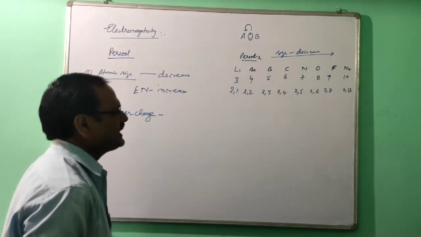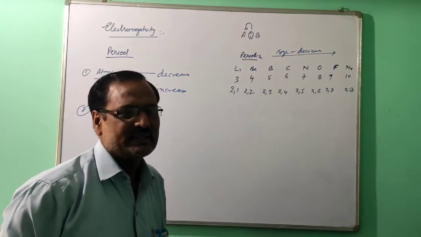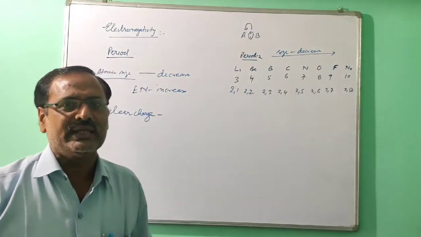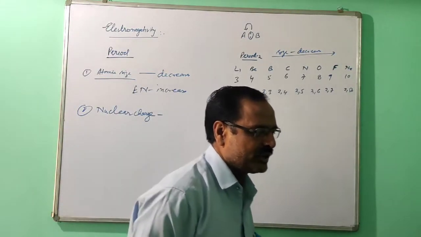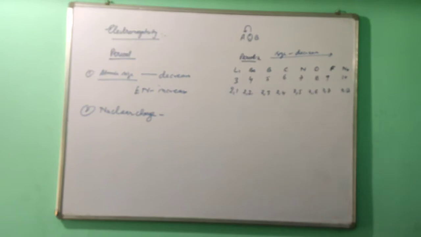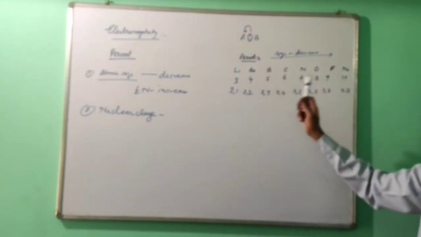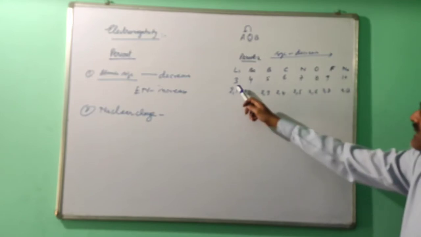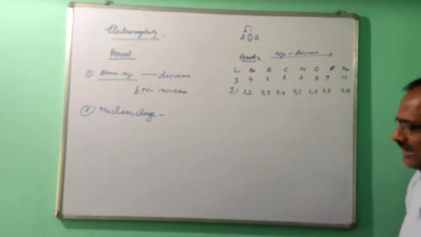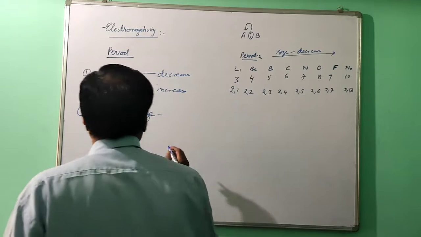Let's see the nuclear charge. What is the nuclear charge? It is the number of protons present in the nucleus, and the number of protons within the nucleus is equal to the atomic number. It means nuclear charge is the atomic number. So when you move in a period from left to right, this nuclear charge increases.